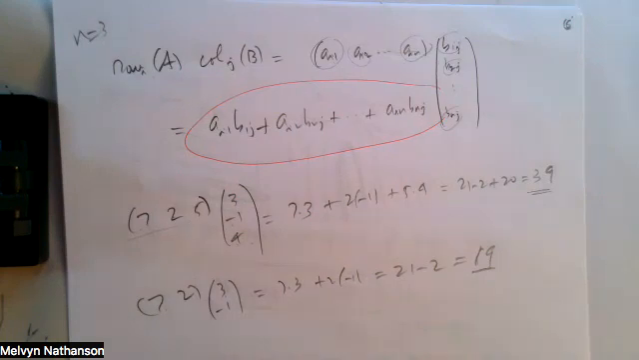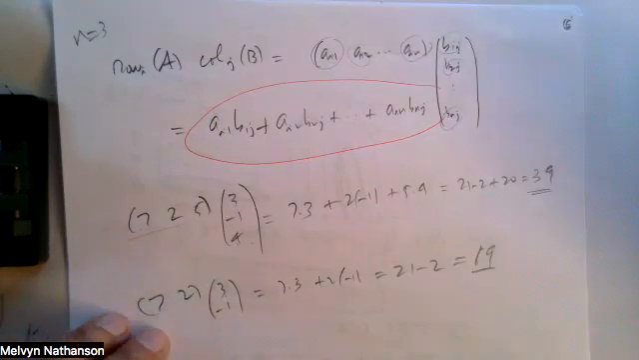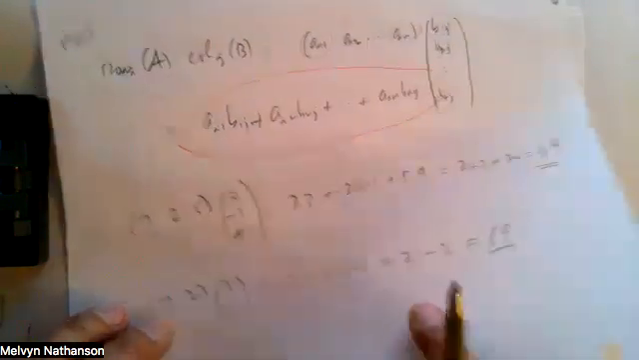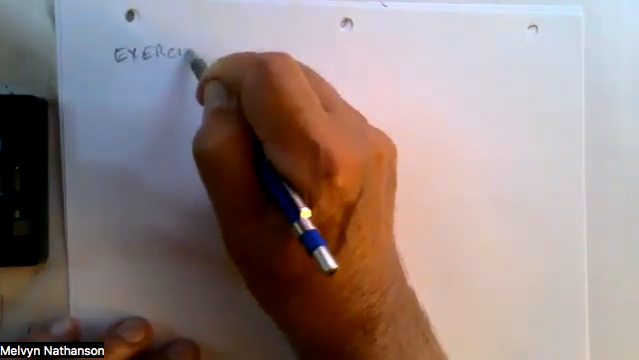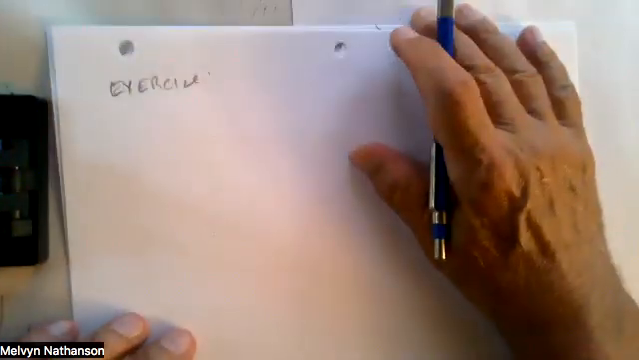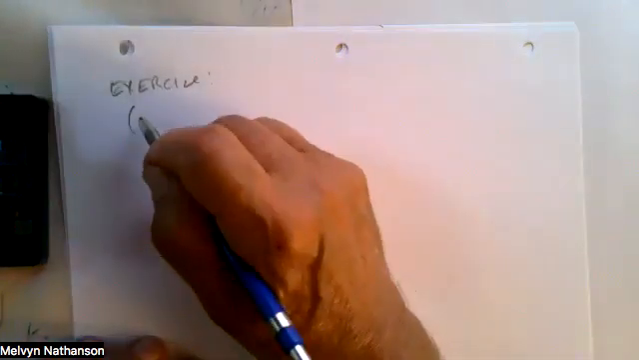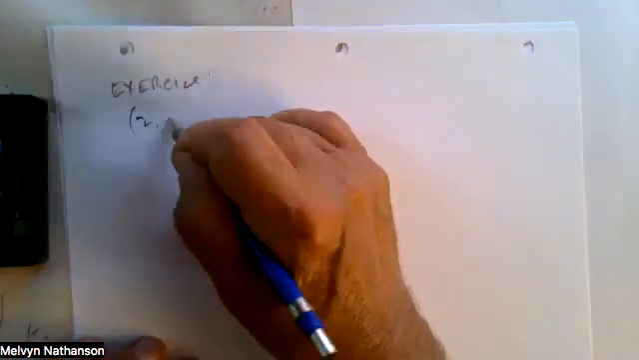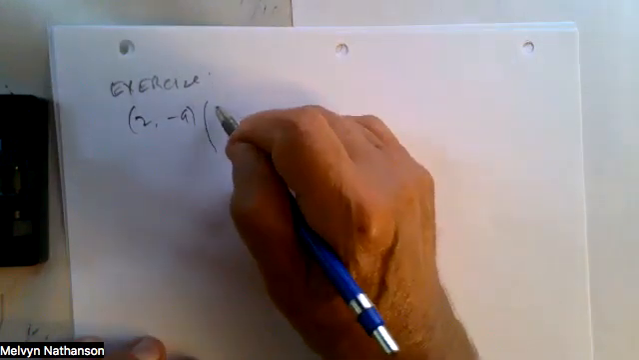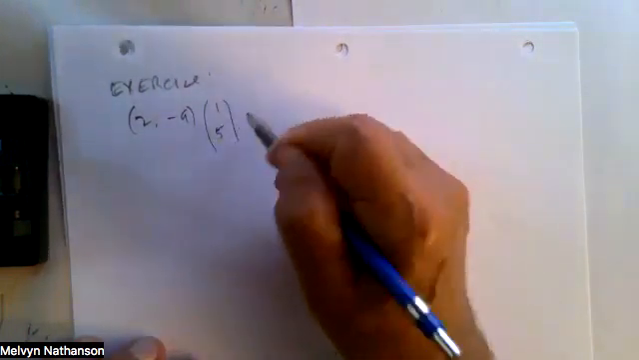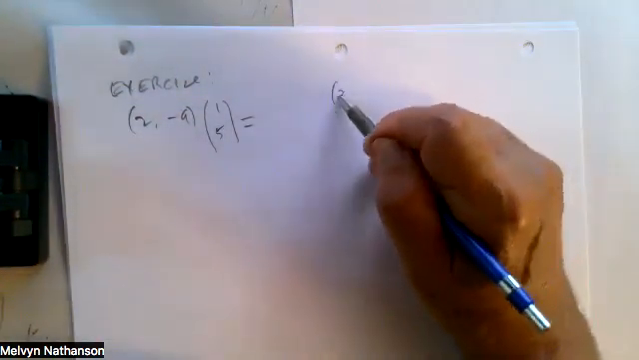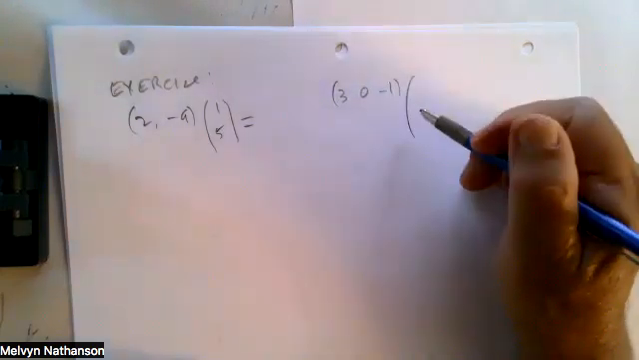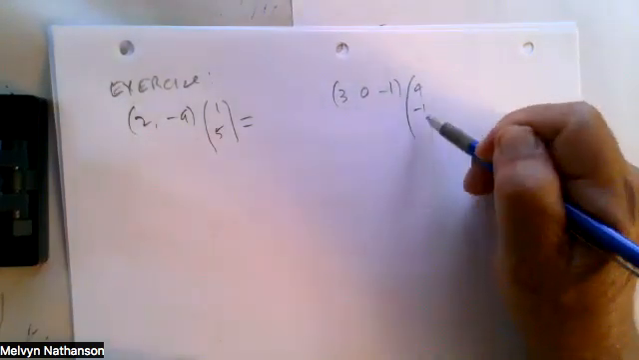And the way you multiply matrices is to multiply these rows and columns at every place in the matrix. So let's just see if you understand. Here's an exercise for you to do right now. Compute the following products. Suppose I have 2, minus 9, that row, times the vector 1, 5. Or take the row 3, 0, minus 1 times the column 4, minus 1, minus 9.